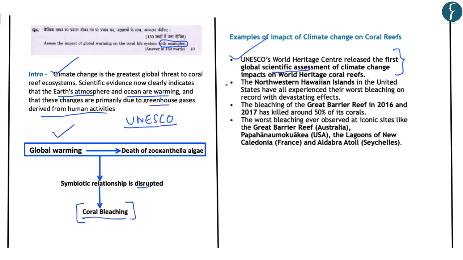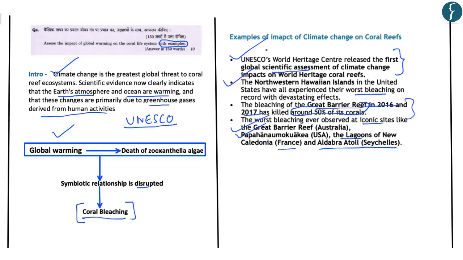And this highlighted that the northwestern Hawaiian islands in the United States have experienced the worst bleaching on record with devastating effects. Secondly, the bleaching of the Great Barrier Reef in the years 2016 and 17 killed around 50% of its coral. And further, the worst bleaching was ever observed at iconic sites like the Great Barrier Reef, one of the locations in the USA, the lagoons of New Caledonia in France, and Aldabra Atoll in Seychelles. So these are a few prominent examples of the coral bleaching that is happening because of climate change and global warming.